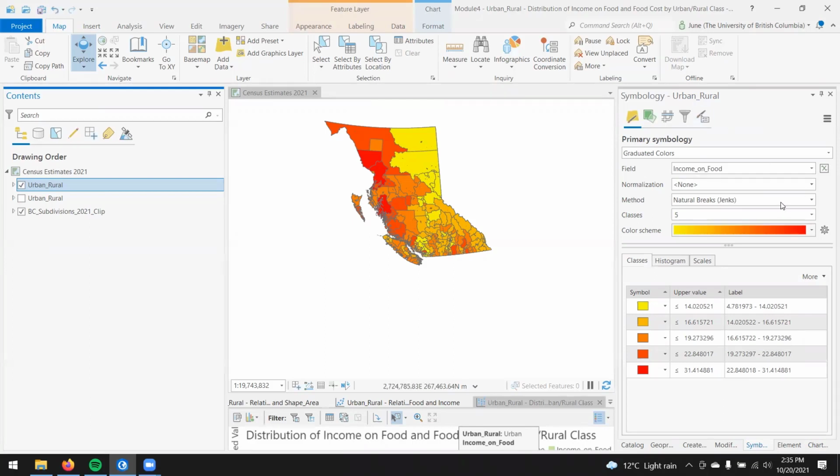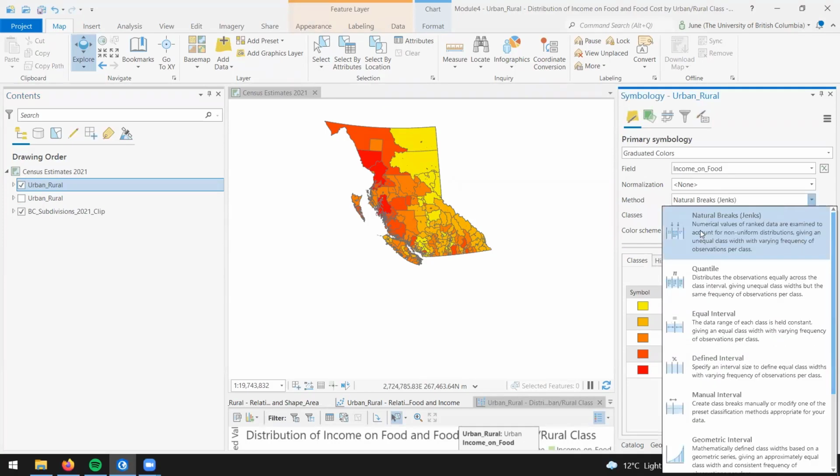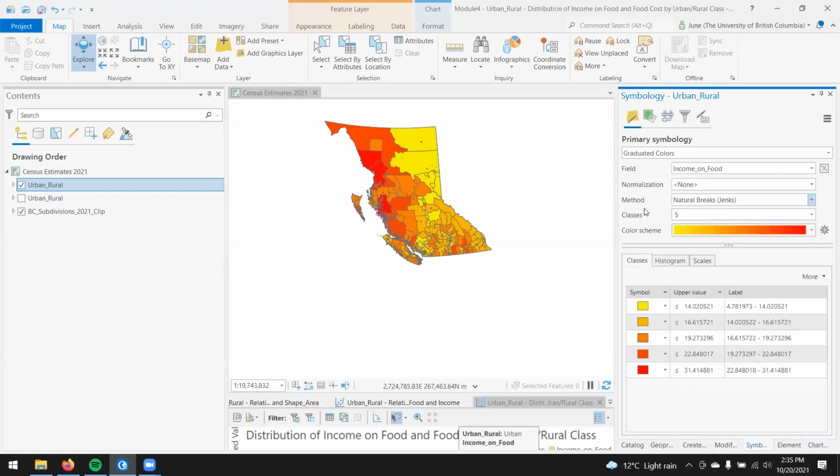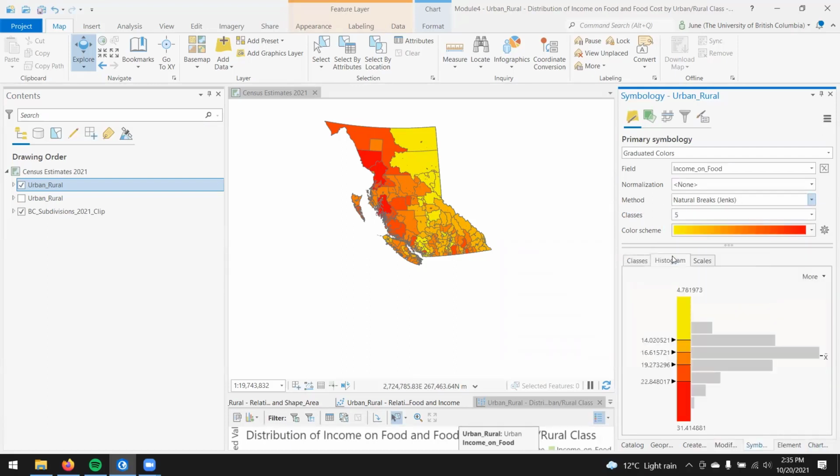Also, just a little tip: when you're here, there's a help page. It's always helpful to just read the description, right? But you can also view the histograms when you're looking at your data. This is useful when you're trying to decide on a classification scheme.